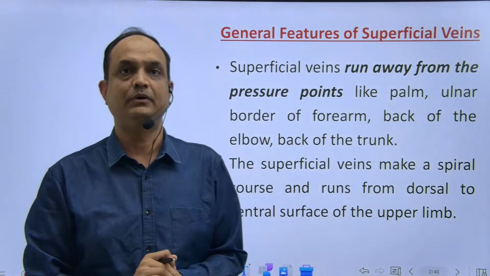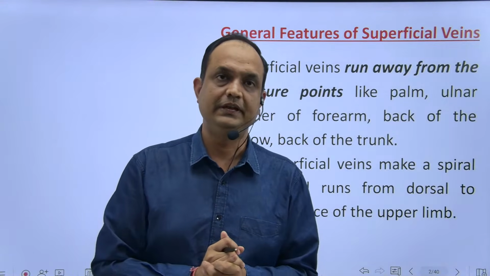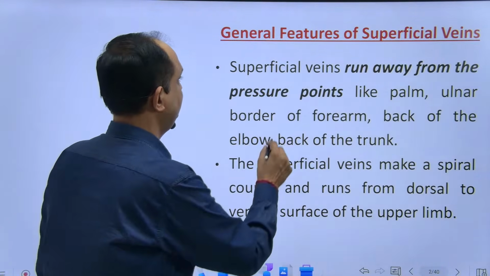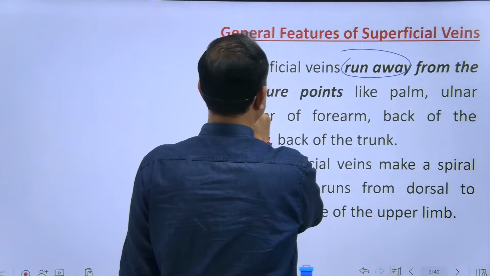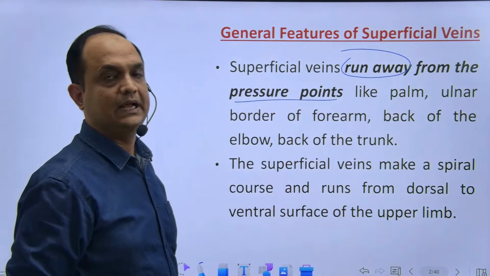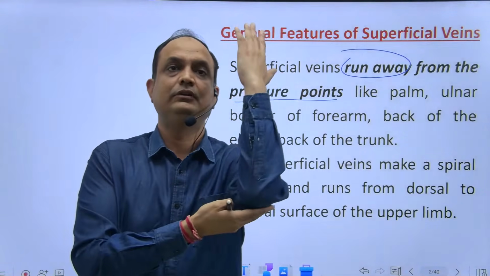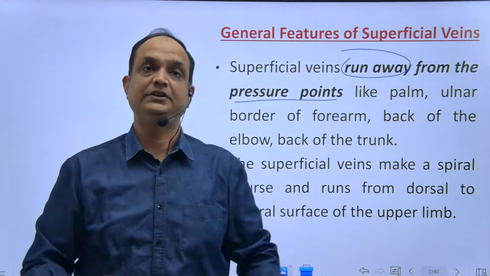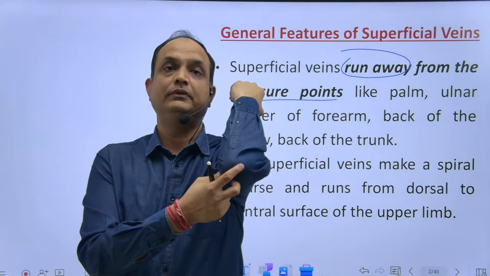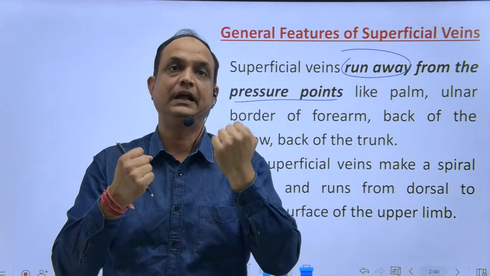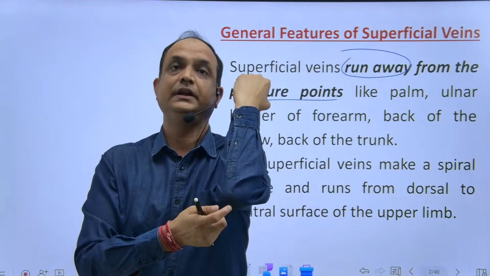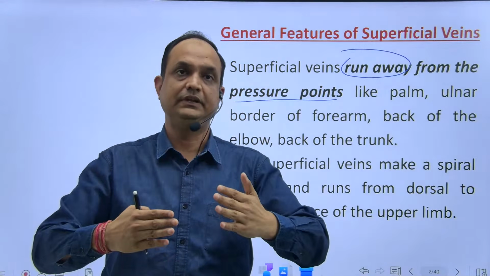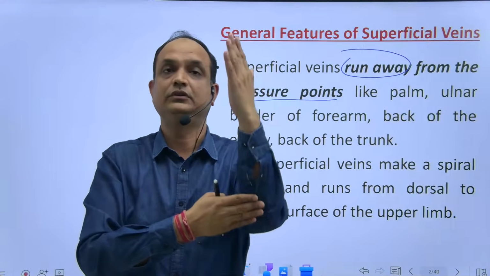The first question is about the general orientation of the veins in the upper limb. The superficial veins always run away from the pressure points. What does it mean? When you see the upper limb, this is your dorsal surface, this is your ventral aspect. The dorsal aspect always has the pressure points, like the tip of your elbow where you sit and put the pressure. In the same way, on the margins, you keep the hand in such a way that these are the pressure borders of your upper limb.